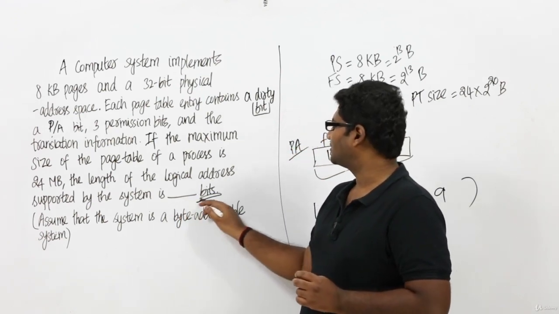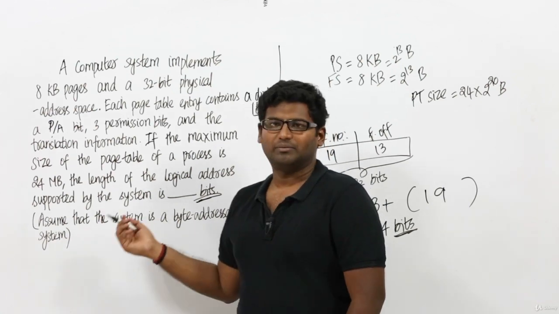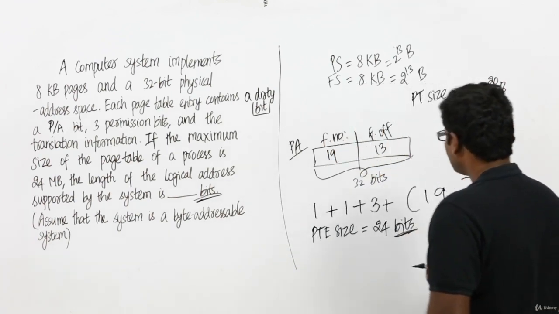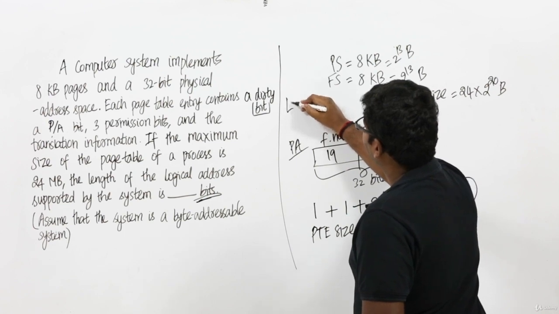Okay, they are asking in bits, that is important. We have seen this, right? The system is a byte addressable system. That is what we have been assuming so far. Fine. So what we need to find here is we need to calculate the logical address, right?